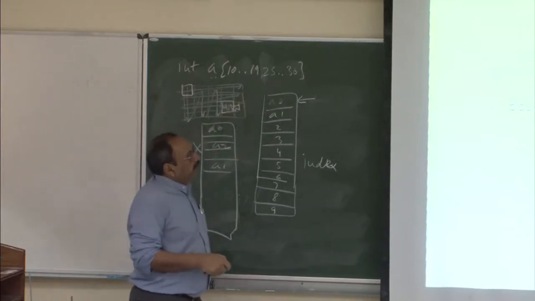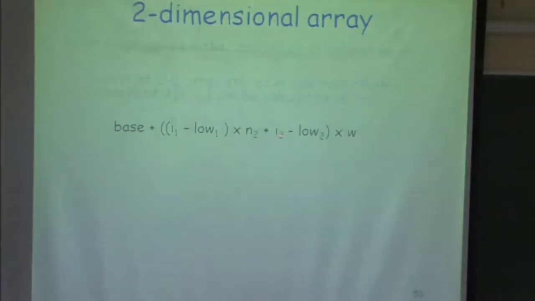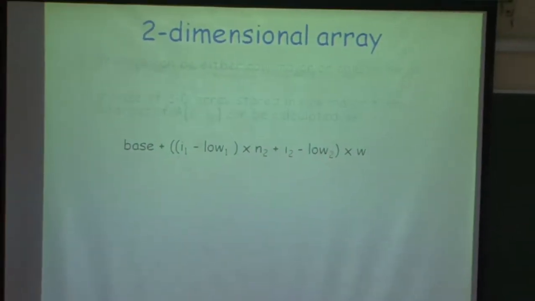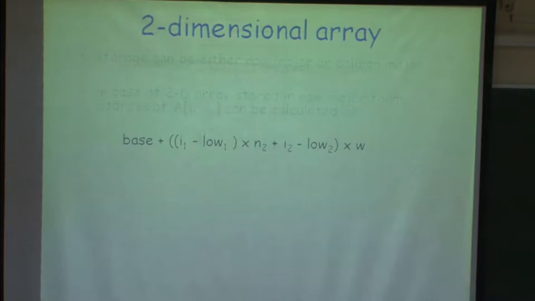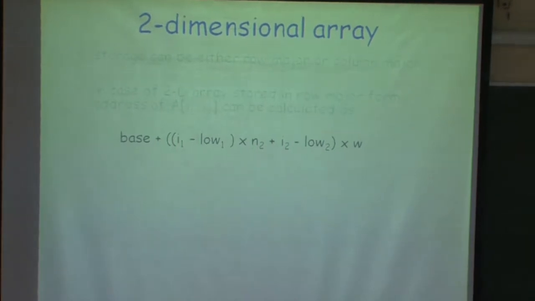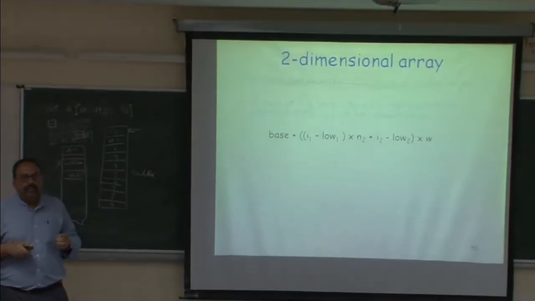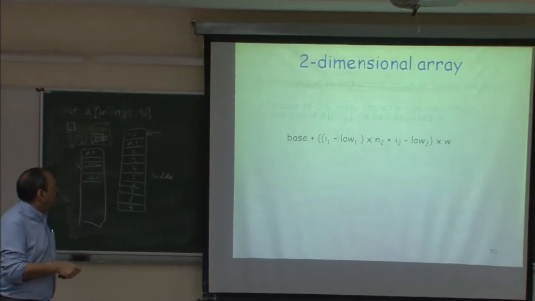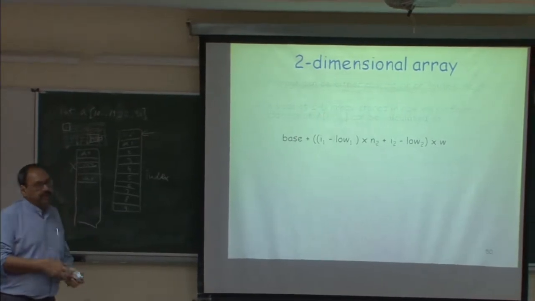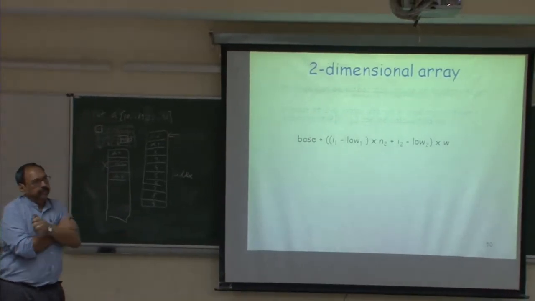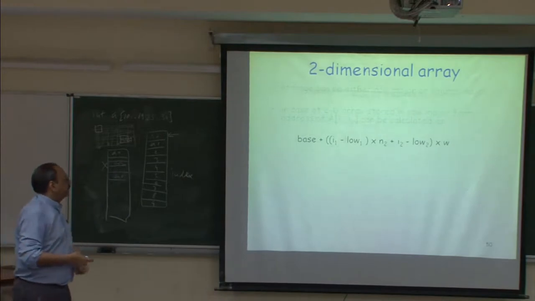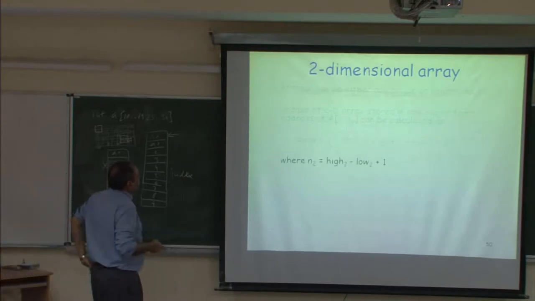Okay. And then for the second part, I'll take I2 minus low 2, which gives me the offset, and multiply the whole thing by W. And what is W? The number of bytes each element is going to take, and add that to the base address. Right? That's the expression. Again, I can reorganize this.